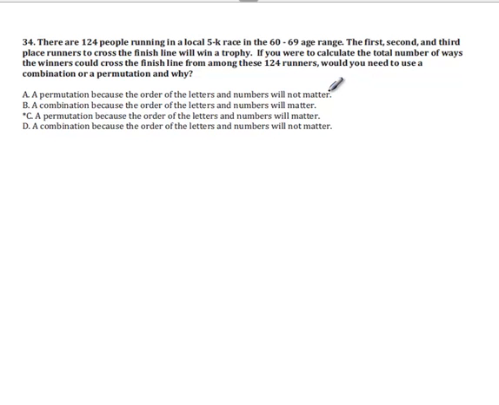Well, the key to this problem is that there's a first, second, and third place. So it does matter what order these runners come in when they cross the finish line. So the answer is going to be C, a permutation, because the order will matter, and in this case it's the number of racers you have in a certain age range. So since it will matter, it's going to be a permutation.